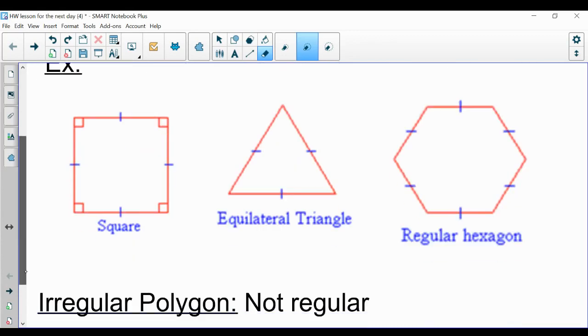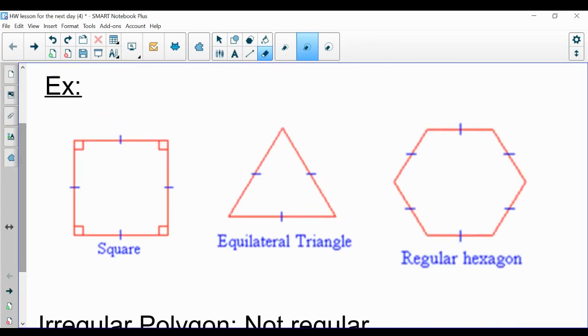Okay, so I'm going to show you some pictures here. The first one we have is a square. That's an example of a regular quadrilateral. That means four sides are equal and four angles are equal to 90 degrees. The one in the middle, equilateral triangle. That is a triangle with all three sides equal and each of the angles equal to the same degree measure.